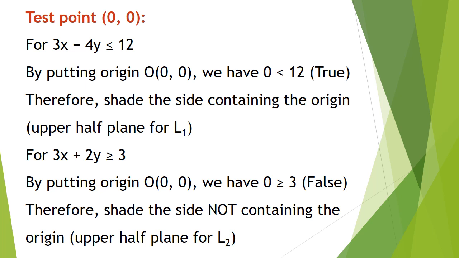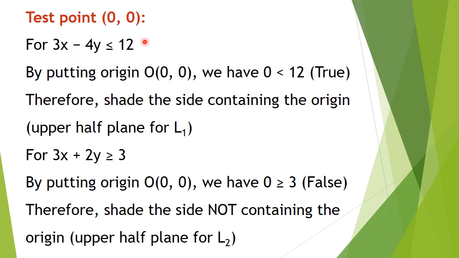Students, after plotting our L1 and L2 on graph paper, now we will check the test point. Here the test point is the origin. As you know, the value of x at our origin is equal to 0 and the value of y at our origin is also equal to 0. Now students, first we will take the first inequality which is given in the question, that is 3x minus 4y is less than or equal to 12.